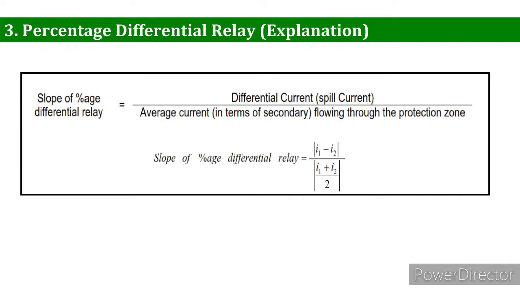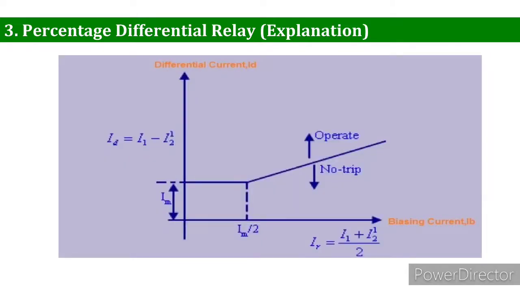As you can see, the slope percentage of the differential relay basically depends upon the differential current, and the second one is the average current, in terms of the secondary current that is flowing in the protection zone. So as we see in percentage differential protection, we provide a slope feature to the differential protection relay, as we mentioned earlier. A typical slope characteristic you can see in the figure.